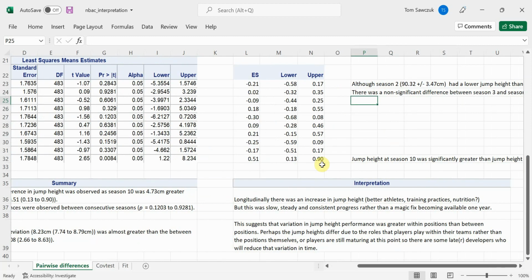And the interpretation of this, I believe, is that there was a steady longitudinal increase in jump height, but it was slow and steady. It didn't just happen overnight, you know, as training practices increased and improved and understanding of nutrition improved perhaps over the last 10 years, that could result in better athletes being formed. But this happens slowly and steadily rather than, for example, between 2 years and then staying static around those two years.